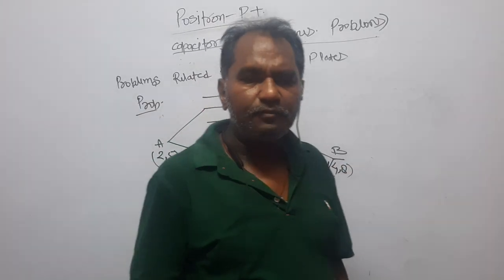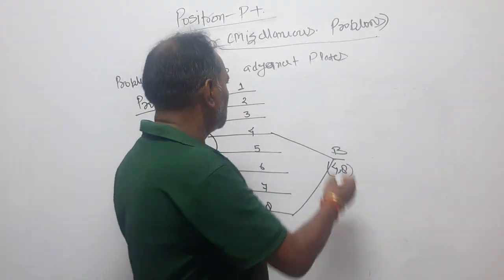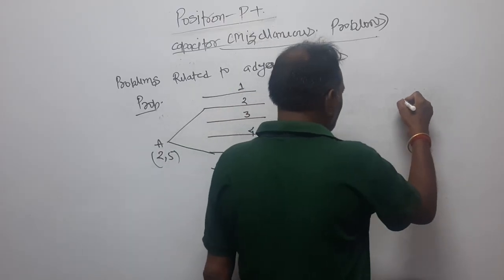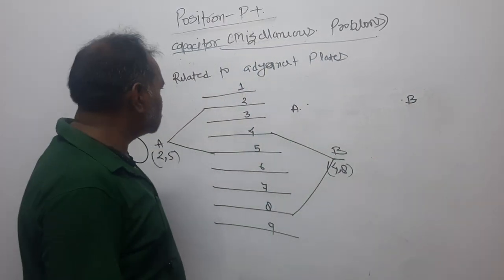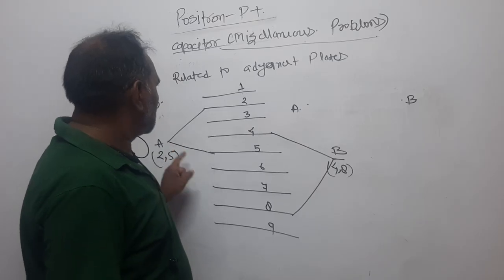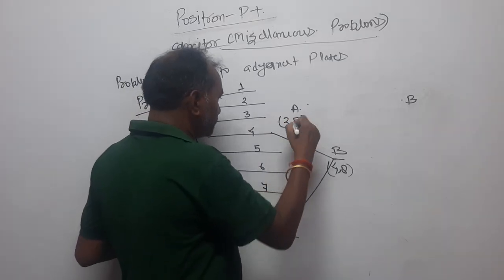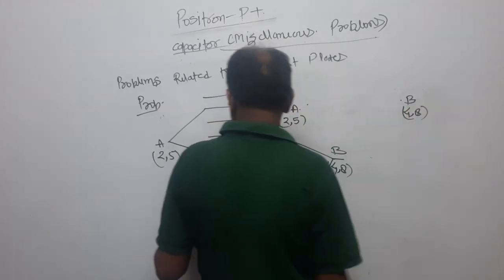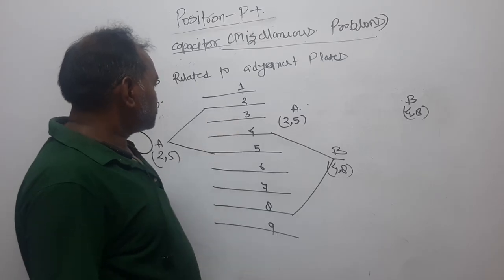Now, in order to find out the equivalent capacitance between A and B, I have taken a point A here and a point B here. Now, let's begin our journey. Point A is connected with plates 2 and 5, and B is connected with plates 4 and 8. Now, dear students, look here.